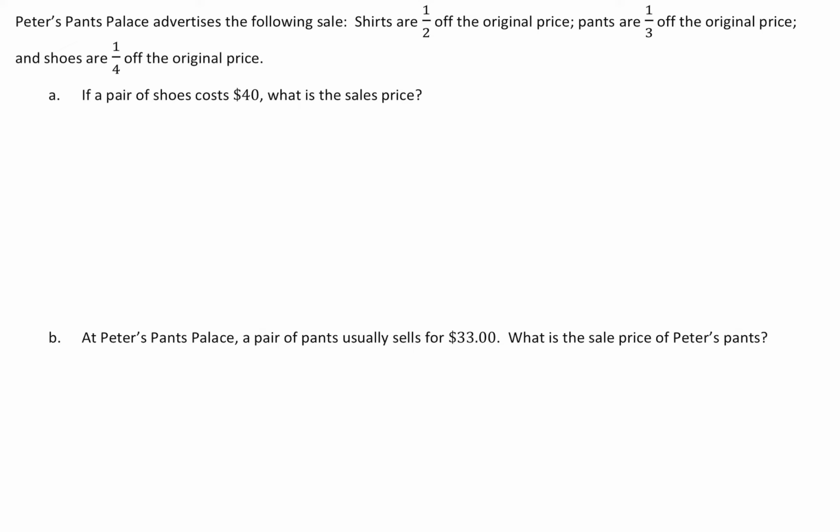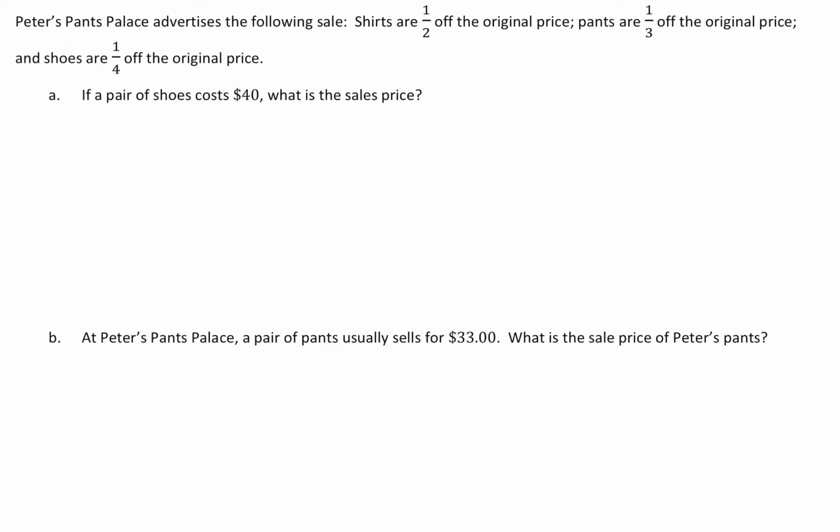Shirts are half off the original price, pants are a third off the original price, and shoes are a quarter off the original price. So if we're looking at a pair of shoes that cost $40, what is the new price, the sales price? And we're going to look at several methods here.